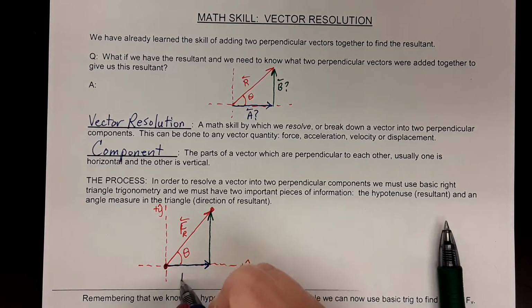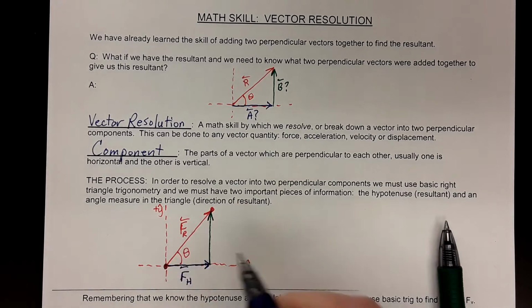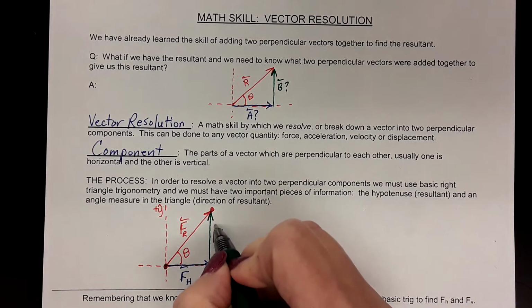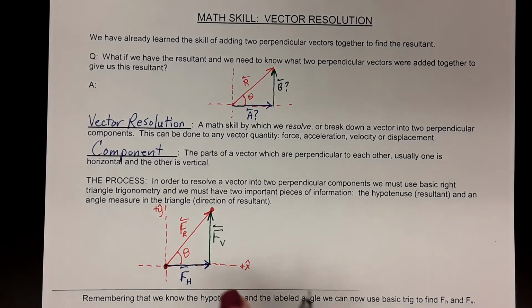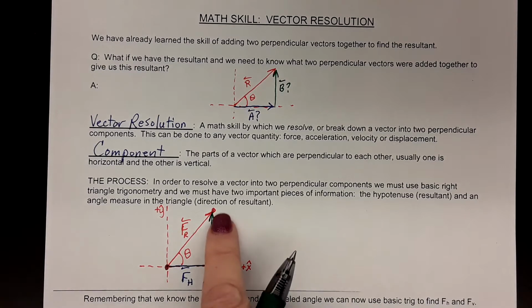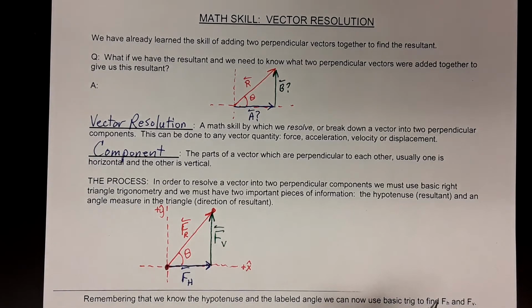So this would be the horizontal component of that resultant force, and I'm using H for horizontal, and this would be the vertical component of that resultant force. You might also see them called F sub x for an x component because it's parallel to the x-axis, and F sub y for a y component because, again, it's parallel to the y-axis, okay? But whether you use H for horizontal or V for vertical or X and Y, that's up to you. For right now, I'm going to use H and V. Okay, so that's how we draw it.